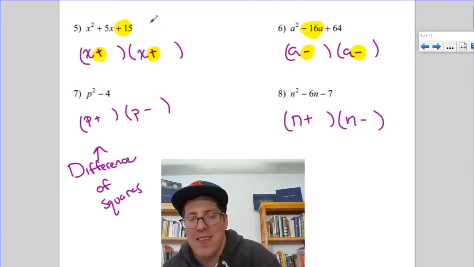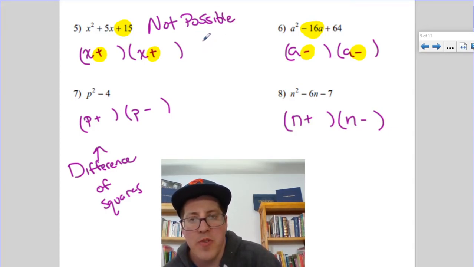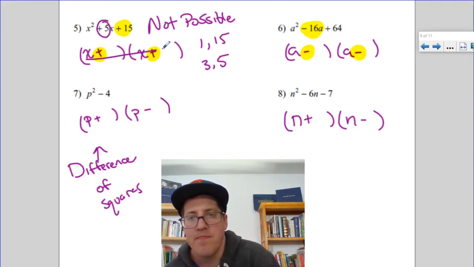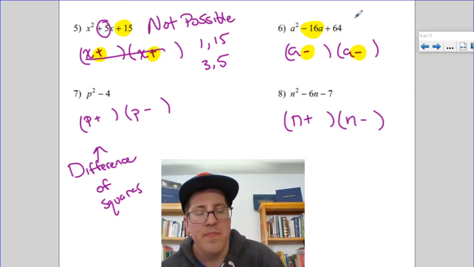This problem is not possible. Oh no, why would you do that to us? Well, sometimes that happens in life. The only things that multiply to make 15 are 1 and 15 or 3 and 5. None of those add up to make 5. No dice. All right, next problem.